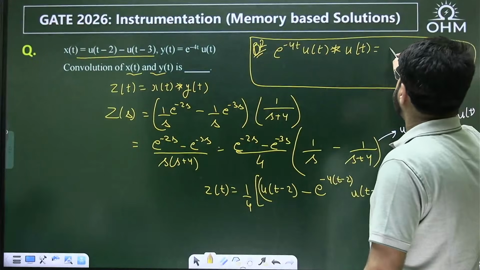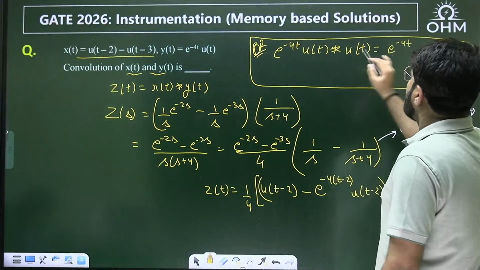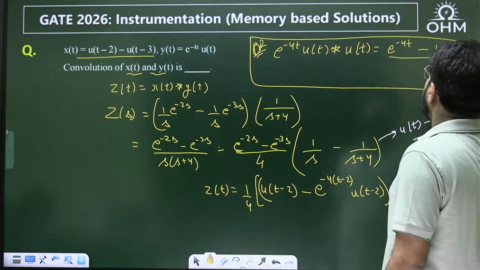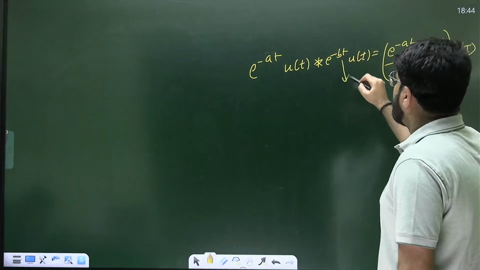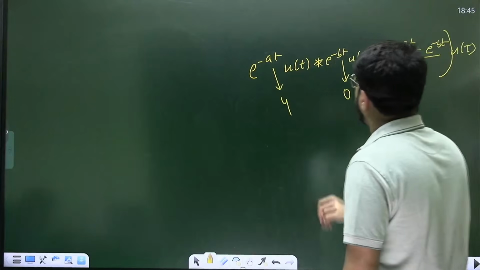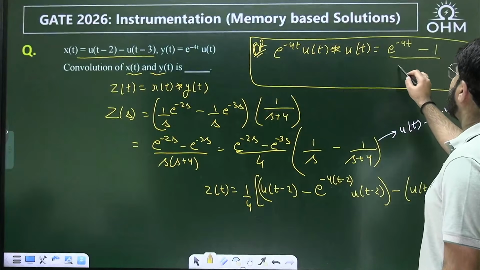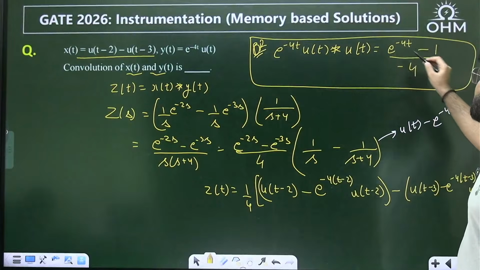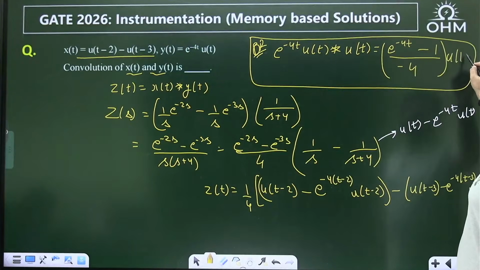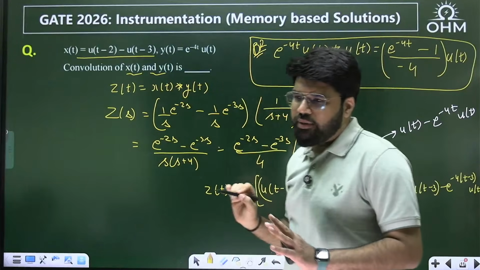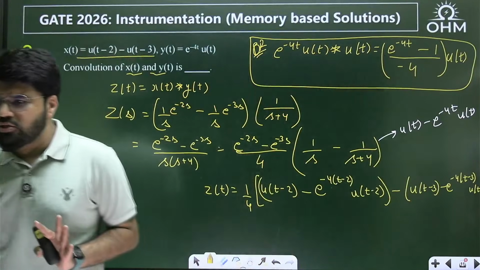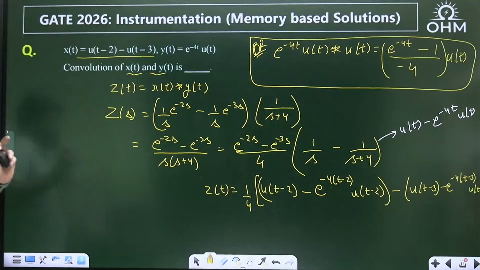So if you want, you can use this, e^(-at) minus e^(-bt), upon b minus a. So b is 0 for me, a equal to 4 for me. So if I put b minus a, it becomes minus 4. Then you can reverse the numerator. This is also one way of solving. Then you apply time shifting here, one with u(t-2), one with u(t-3). Both are okay methods, whatever you want, you can solve accordingly. Anyways, we have got the answer.